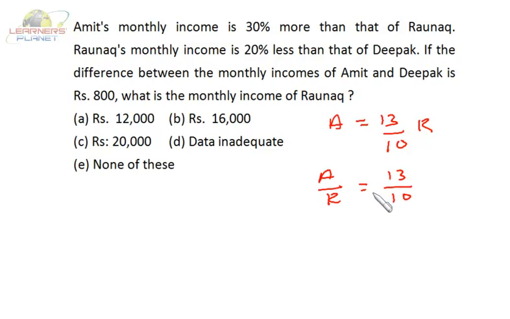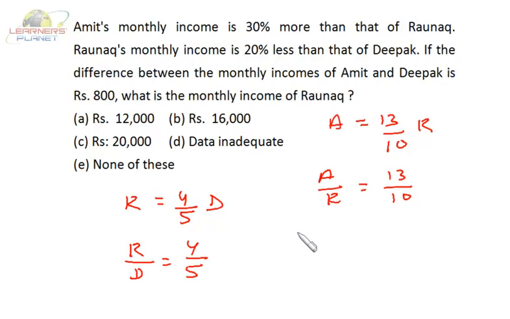Okay. Now Ronak's monthly income is 20% less than that of Deepak. That means Ronak's income is 20% less, that means 80% of Deepak. So it's 4 by 5. 80% is actually 4 by 5. So Ronak is 4 by 5 of Deepak. That means Ronak by Deepak is 4 by 5.